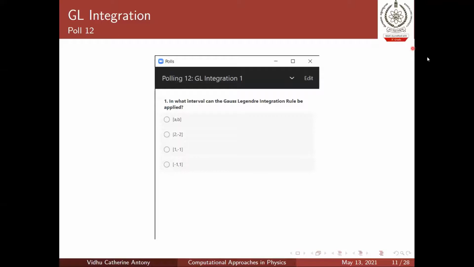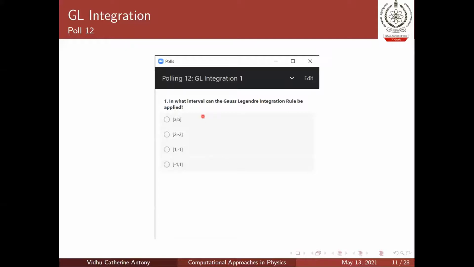Okay, so I see 44 out of 52 have voted. So I'm going to end the poll now. I will share the results with you. How many times did I repeat this, that the interval is from -1 to 1? Okay, fine. You guys answered option C. It's fine. I get it. You did not see the minus sign properly if that is the case.